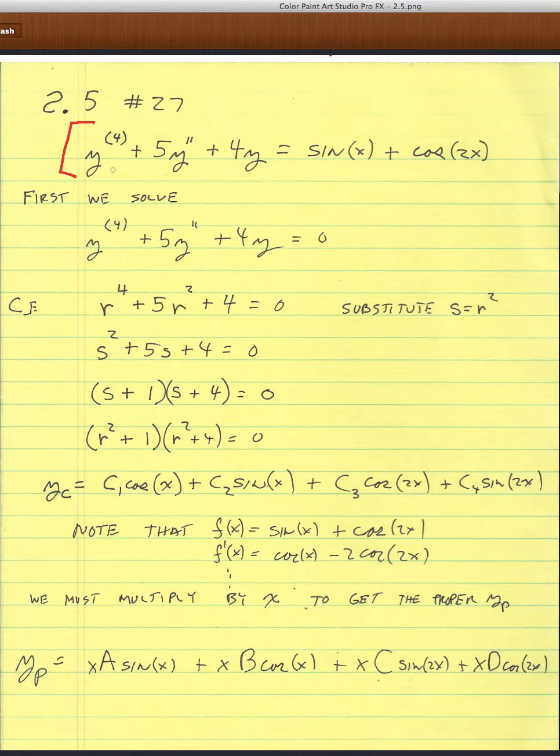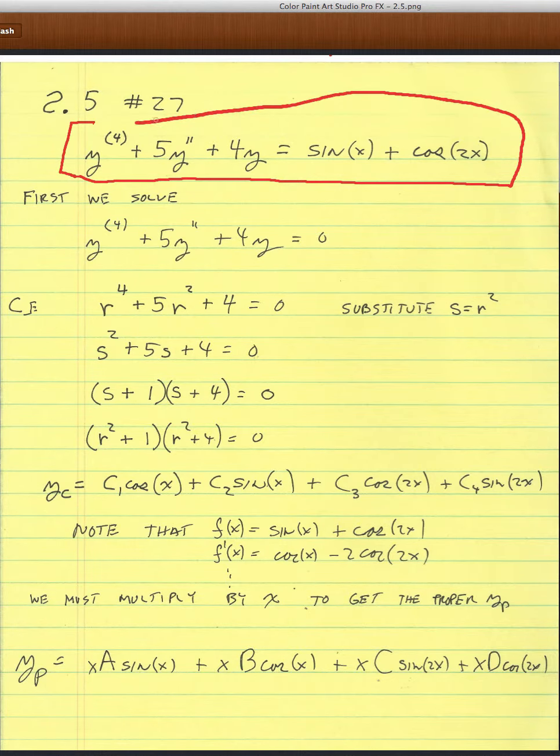We have this differential equation right here, which you can look at. We're taking the fourth derivative of y, we need the second derivative of y, we need y, with some coefficients in there, and we want that to be the sine of x plus the cosine of 2x. The first thing I want to look at is the homogeneous equation, to see what the solution to that is.